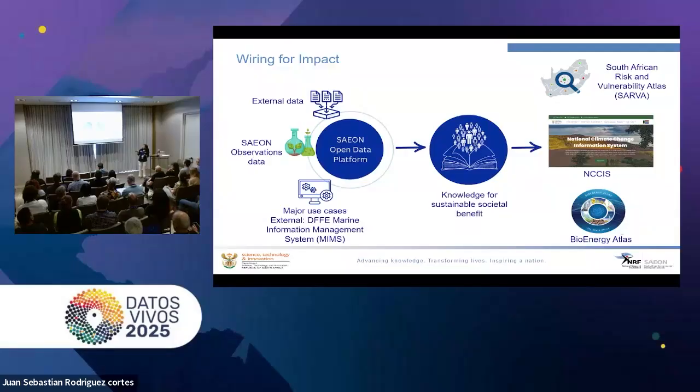So I've listed some of the products that we have or have collaborated on with other government institutions. The South African Risk and Vulnerability Atlas is one. There's also the National Climate Change Information System and the Bioenergy Atlas of South Africa. But also, importantly, integrated metadata doesn't just support researchers, but knowledge for society and also sustainability.